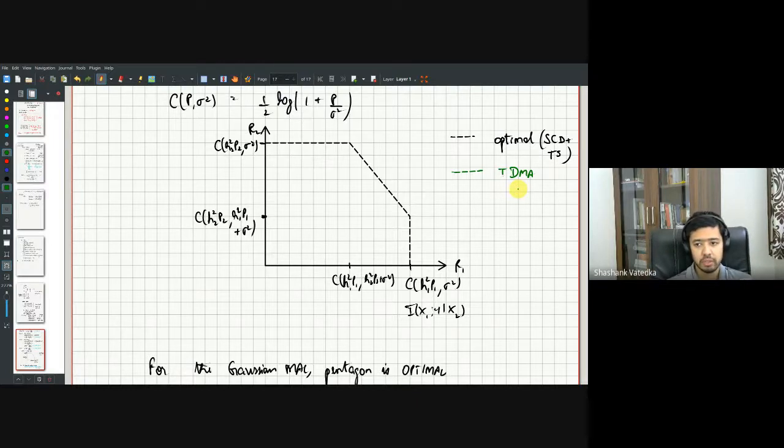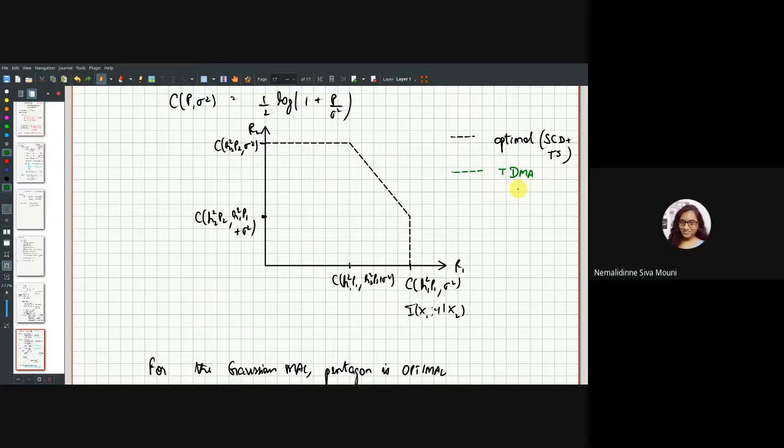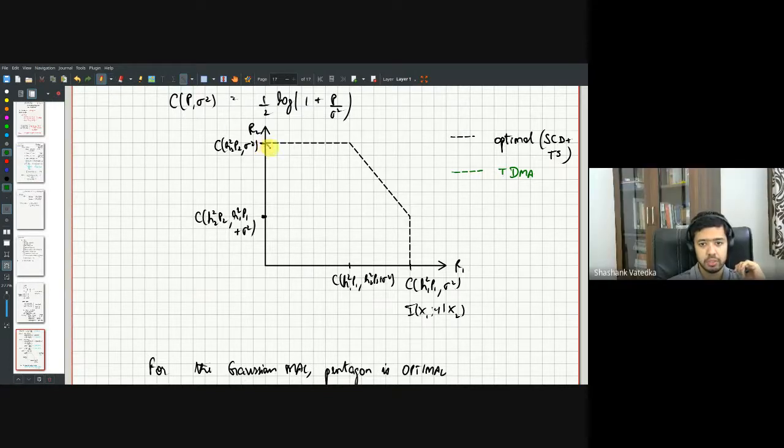So in TDMA, one user would operate at its capacity, whereas the other user would remain completely silent. Whereas in the remaining fraction of the time, the other user would be completely active, whereas the first user would be completely silent. Line joining C of H2 square P2 over sigma square and C of H1 square P1 over sigma square. Exactly. So it would be just the line joining these points.